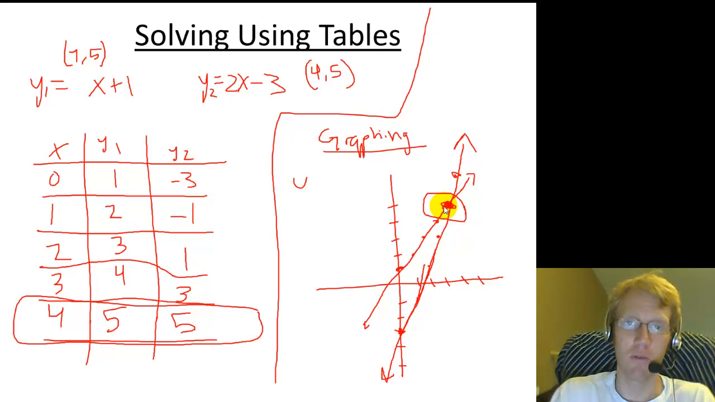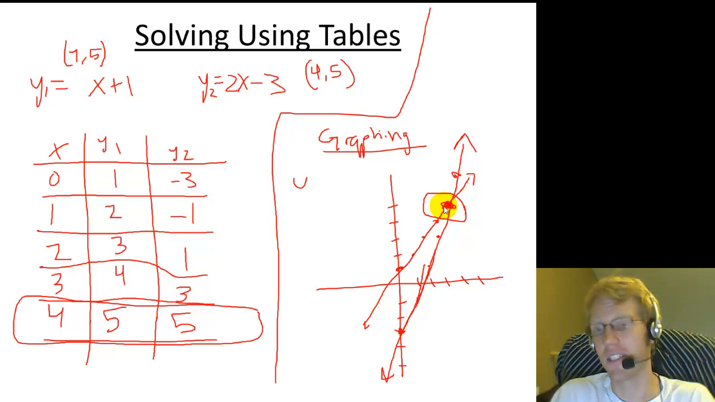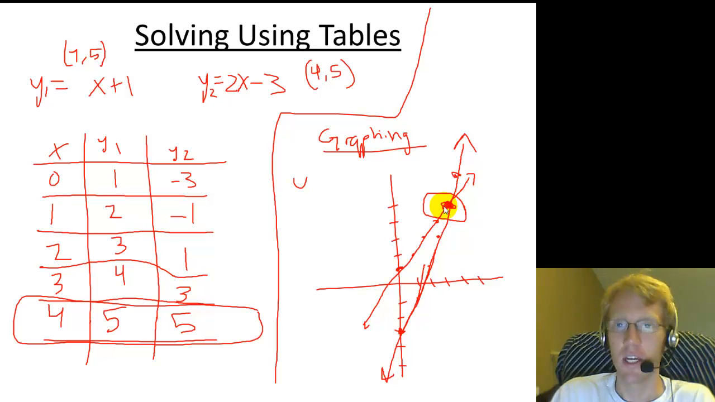So you might be wondering, well, what if they don't cross at a nice whole number where it's easy to see? Is there any other way to do this? And in future videos or lessons in class, we'll look at exact algebraic ways to solve for the place where these two lines cross and get values that you may not be able to see clearly on a graph.